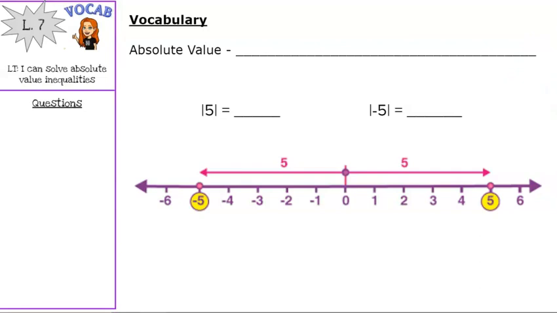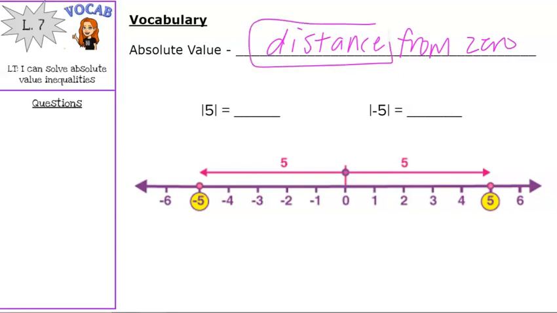First off, vocabulary. We have absolute value. That's our distance from 0. Distance is always a positive value. You can travel positive values, you can't travel negative values. So when we have the absolute value of 5, we count the jumps from 0 to 5, which is 5. Then we have the absolute value of negative 5, so we count the jumps to negative 5, which is also 5 jumps.